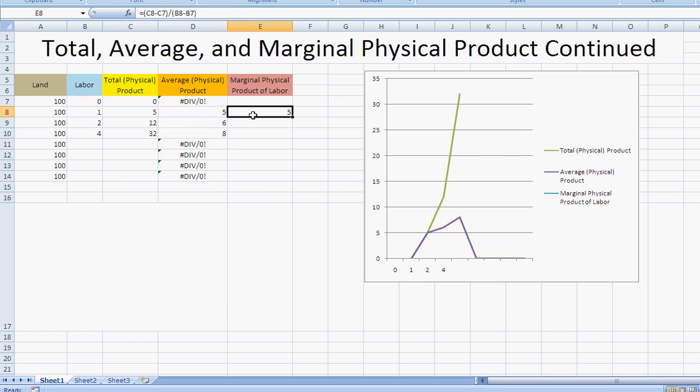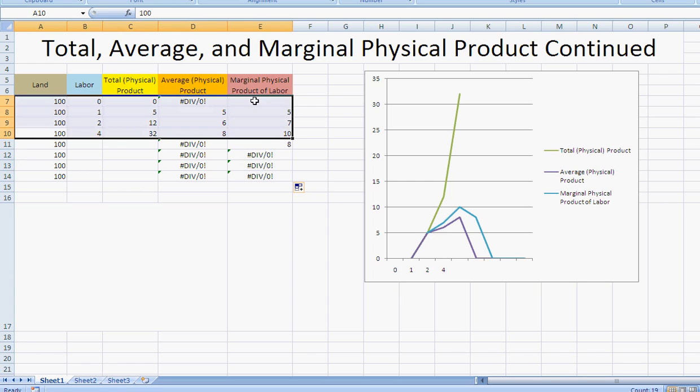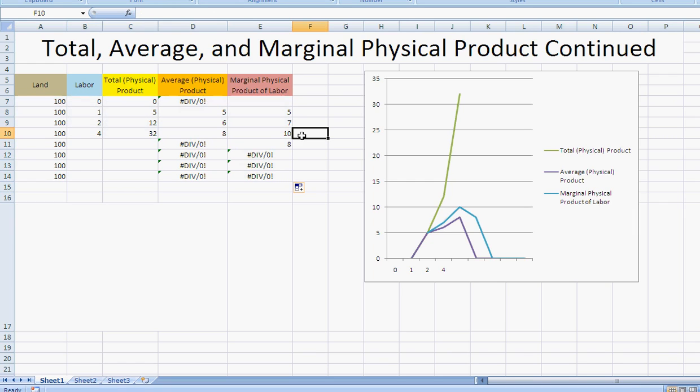Dragging this down to extend that, we get these marginal physical product values. This 8 actually isn't valid, but we'll not worry about that for now because that'll change really quickly. Okay, so this table right here is exactly where we were last time. Now I'm going to fill in some more numbers here, go from there, and draw some more conclusions.